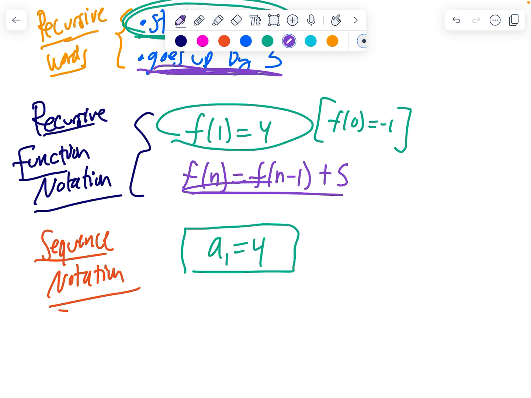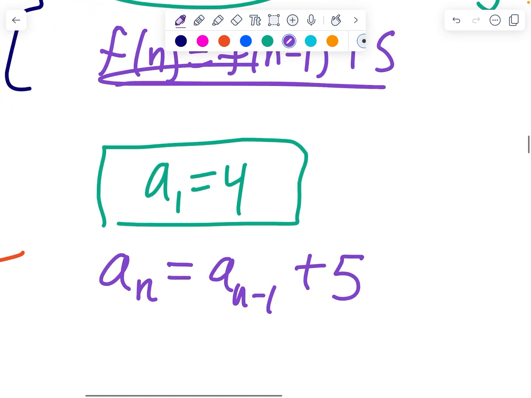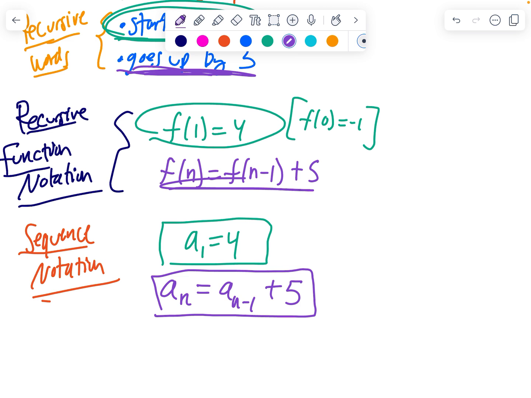I can write the purple in sequence notation too. A sub n equals A sub n minus 1 plus 5. To get any number in the list, you take the number 1 before and you add 5. Notice the subscripts. Instead of the f of part, you use A with little subscripts at the bottom. Again, you can use any letter. You don't have to use A. But the important part is using subscripts, which are these little letters or numbers below. They're smaller and they're below.